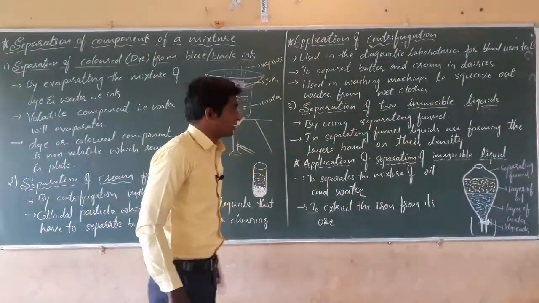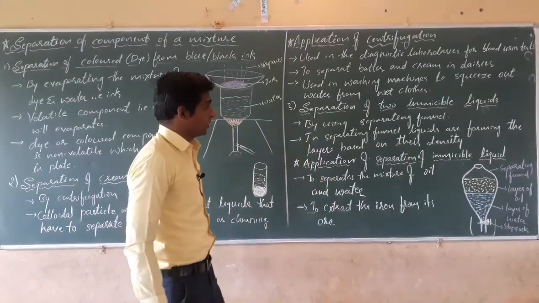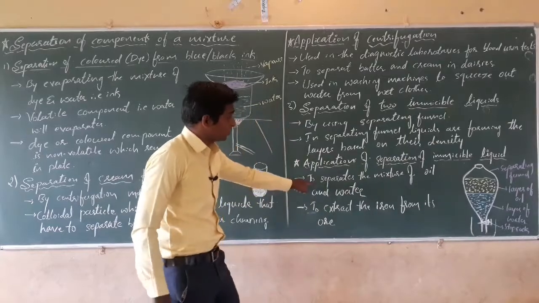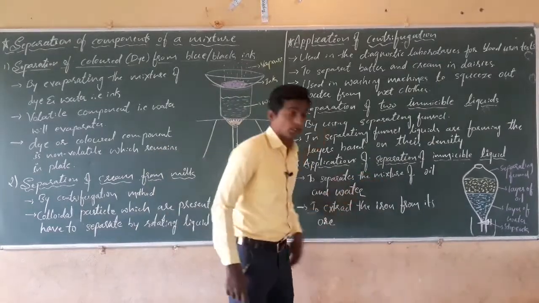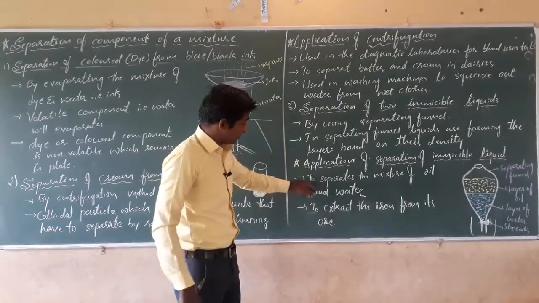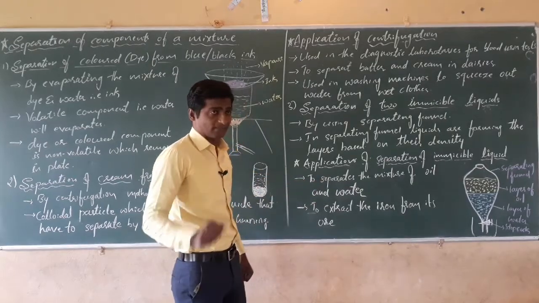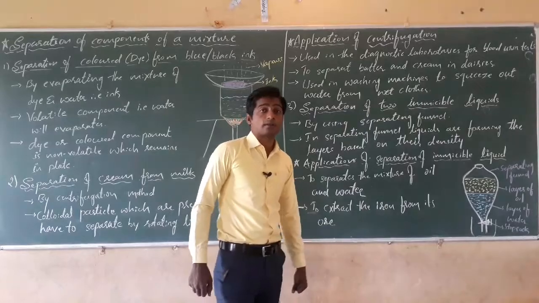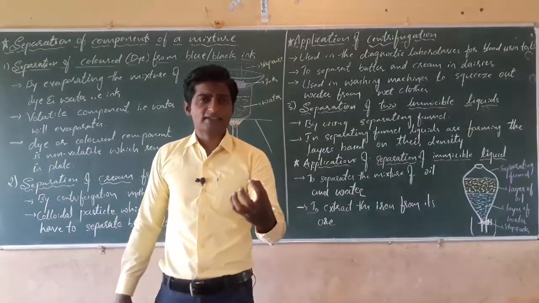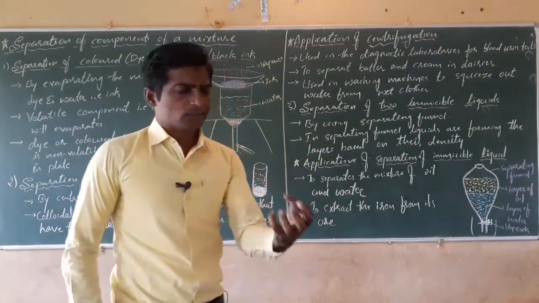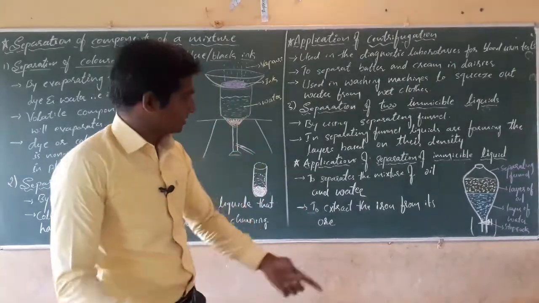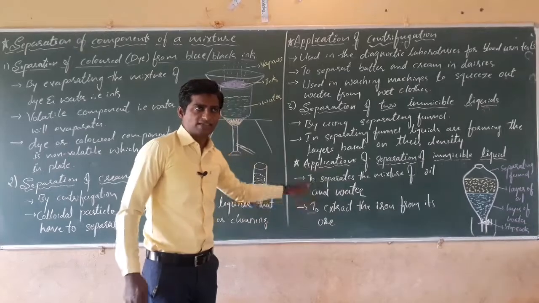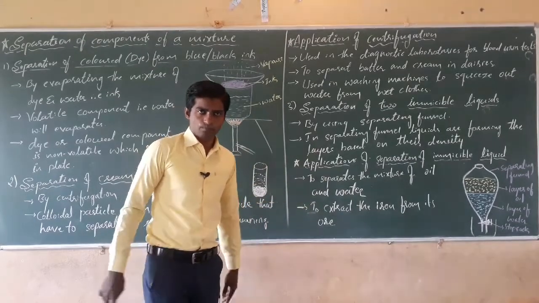Next, dear students, the applications or uses of the separation of two immiscible liquids: to separate a mixture of oil and water, and to extract iron from its ore. The ore contains slag and other impurities, which can be separated by this method, the separating funnel. We can separate the components of the mixture.